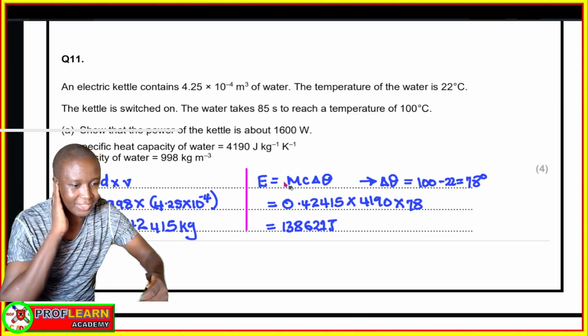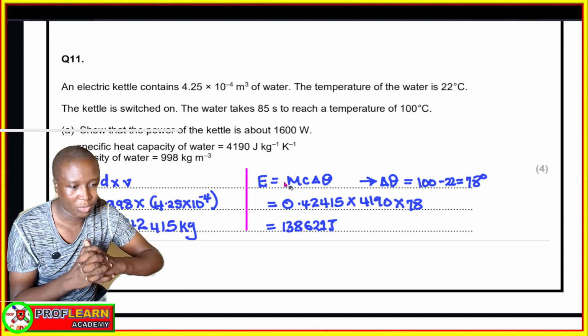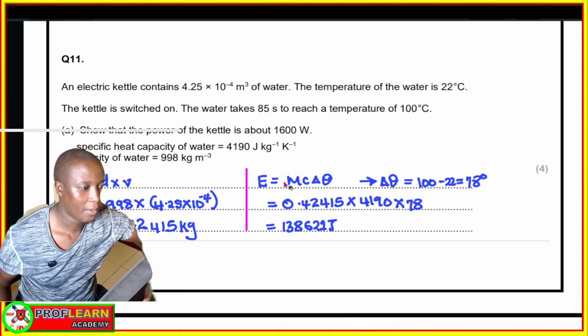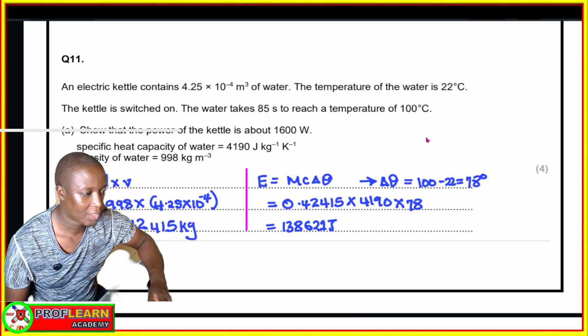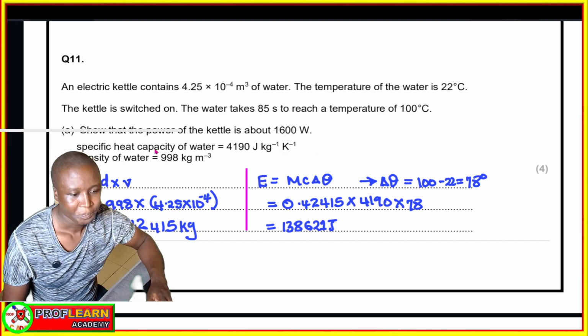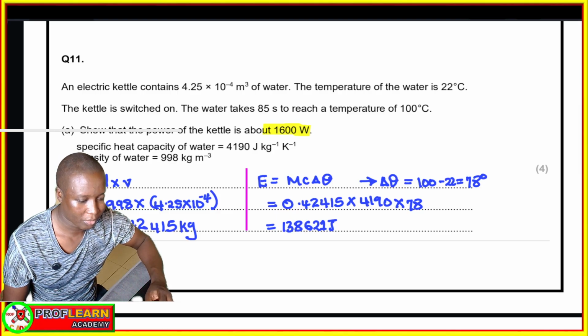by 1 degree Celsius. So in question number 11, we have an electric kettle containing 4.25 times 10 to the power 4 water at a temperature of 22 degrees Celsius. The kettle is switched on for 85 seconds to reach a temperature of 100 degrees Celsius, which is actually the boiling point of water. And now we are to show that the power of the kettle is basically this. So it's quite interesting that they want us to respond to this question.